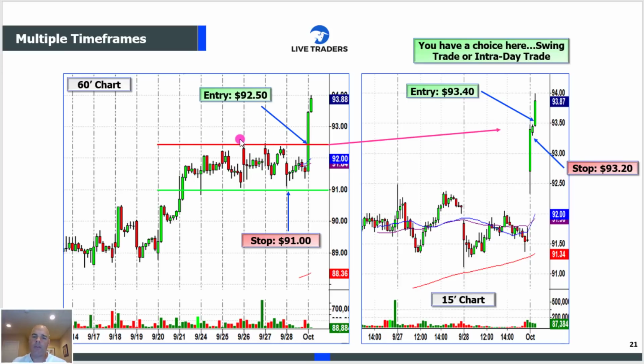So if you bought it at 92.50, hold it overnight as a swing trade. If you bought it as a scalp trade, then trade it as a scalp trade. Okay? We can talk about intraday swing trades later, but that's a different topic where you take an intraday trade and hold it as a swing trade.